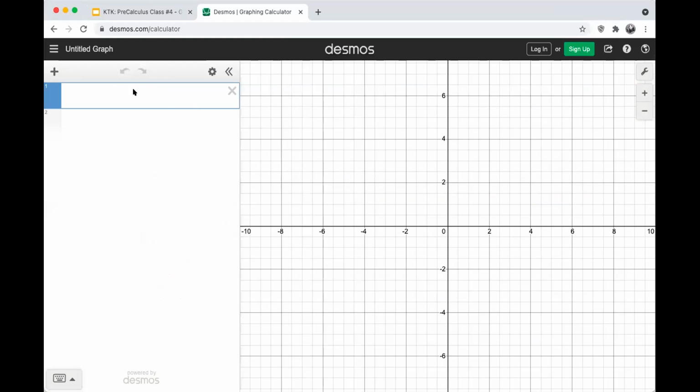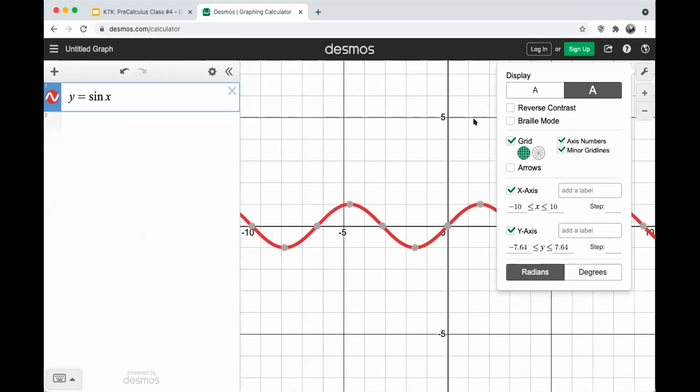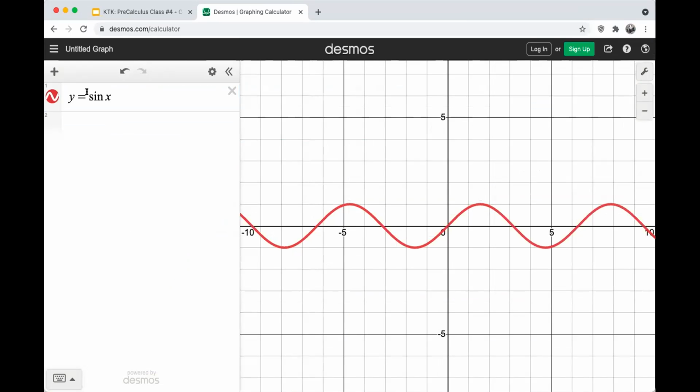Again, I do use Desmos. It's a very good substitute if you don't have a graphing calculator at home, but let's go ahead and get to our functions. So we have y is equal to sine of x. This is our parent function. I'm going to go ahead and make this a little bigger. This is our parent function, y is equal to sine of x.